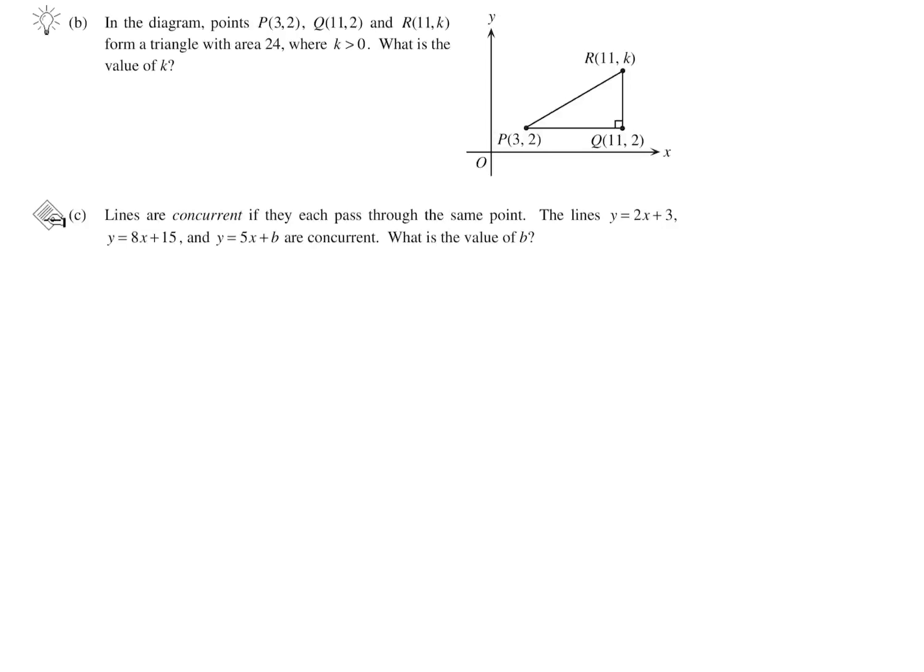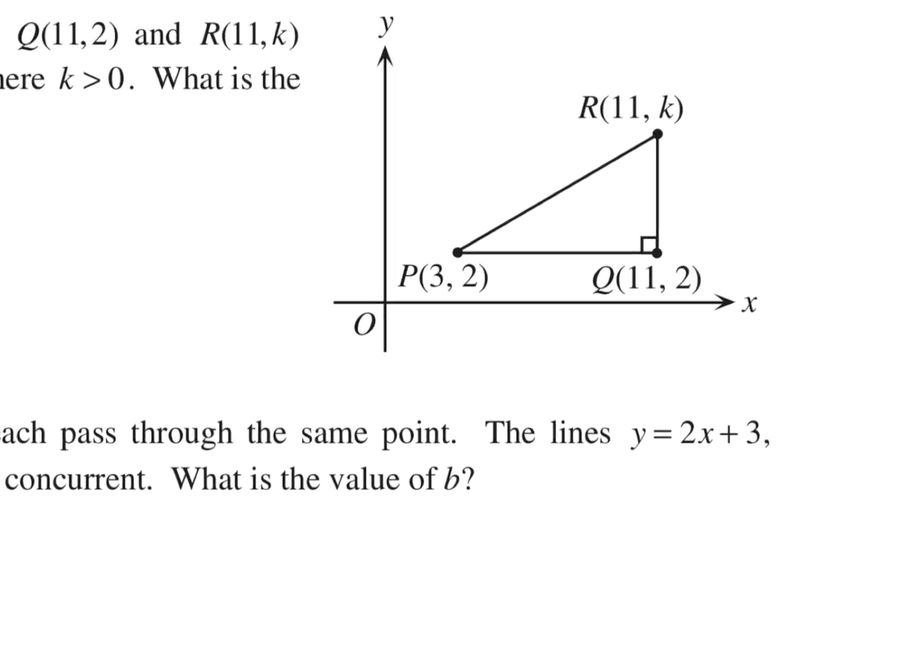In the diagram, points (3, 2), (11, 2), and (11, K) form a triangle with area 24 where K is greater than 0. What is the value of K? So here we have a triangle, and they've told you that this is a right angle, and this is K and this is 2. So that means that this side has a length of K minus 2. It's just basically the y coordinates.